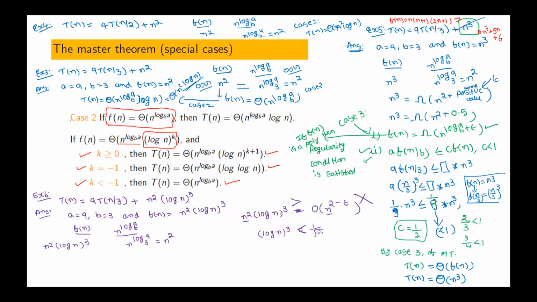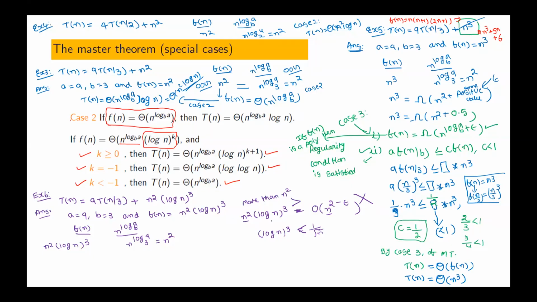Is this correct? N square log n whole cubed is greater than big O of n square. Its order of growth is more than n square. Okay, if its order of growth is more than n square, is it possible to write it as big O of n power n square minus epsilon? Impossible, no? It's impossible.